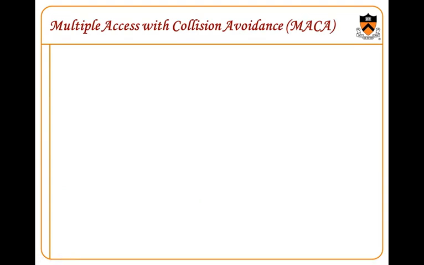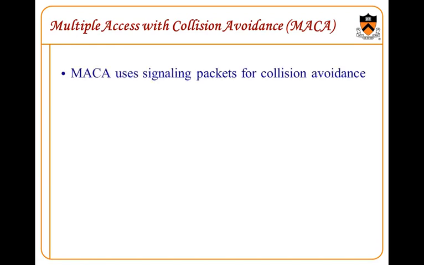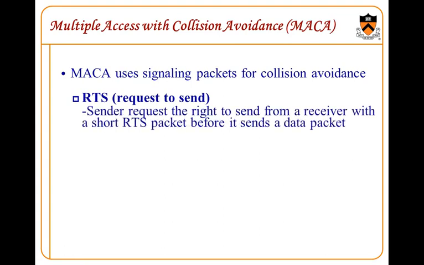To address this problem, we will discuss multiple access with collision avoidance, that is the MACA protocol. This MACA protocol uses two types of signaling packets for collision avoidance. The first one is RTS, called request to send, and this request is sent by the sender node. The main purpose of this request is to check the availability of the receiver, as well as inform other nodes in the neighborhood that it is going to start communication with this node.